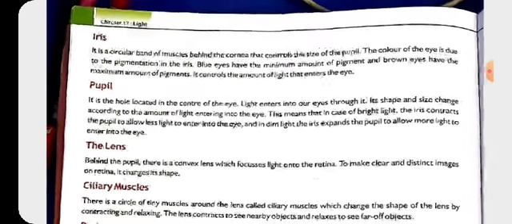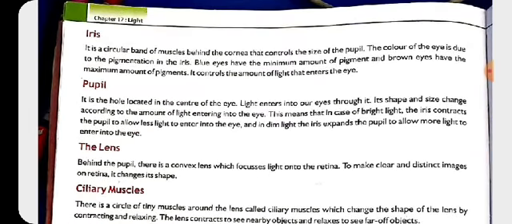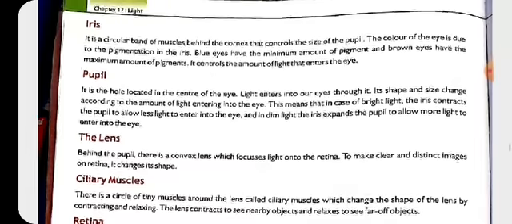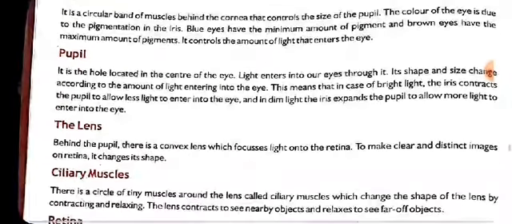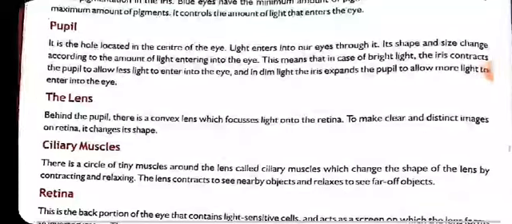Clear? So some people also have blue eyes, that is because of the minimum pigment in the eyes, and some people are having brownish eyes also, that is because of the maximum pigment which is there in the iris. Clear? Next is the pupil.